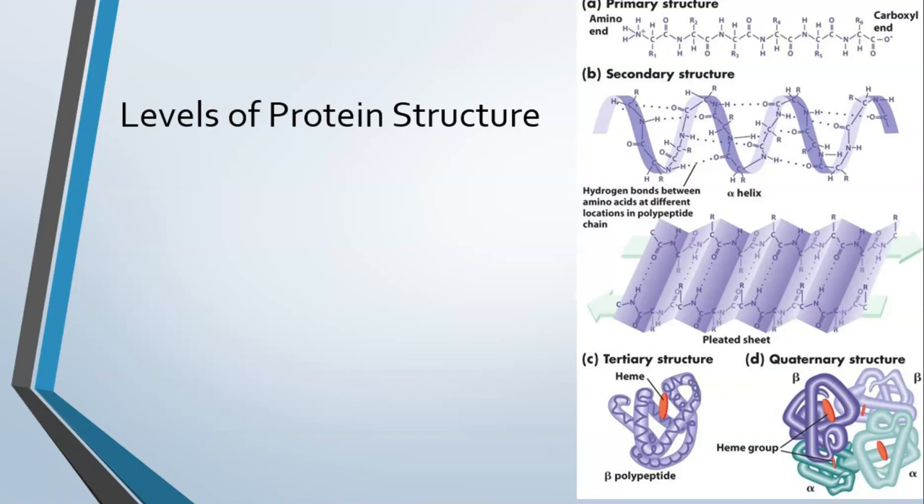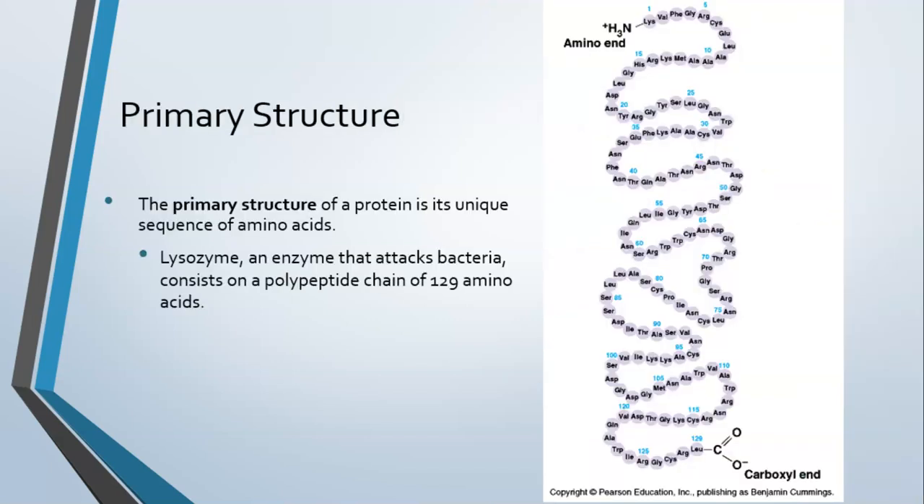there are 4. First of all, there's the primary structure, and we've really already talked about that. That's just the chain of amino acids. And some proteins, right when they come out, are ready to go, right? And so they only have a primary structure. Lysozyme, which is an enzyme that attacks bacteria, is just a polypeptide chain of about 129 amino acids, and here is a lovely picture of it.